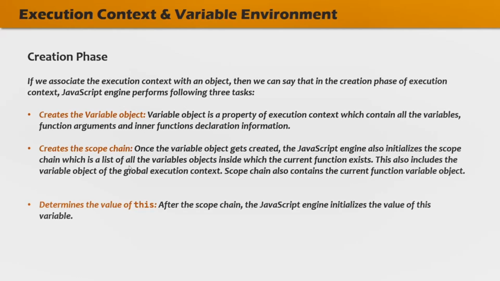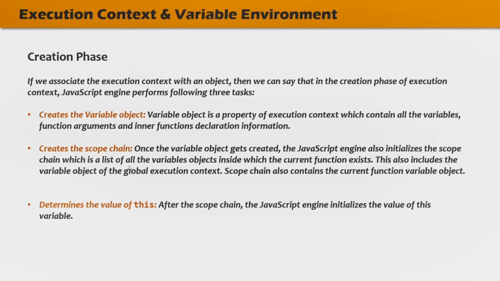Now remember that here we are associating the execution context with an object. In reality, there is no object which gets created for the execution context. But to make things simple to understand, we are associating the execution context with an object, and there we are saying that for that execution context object, we have a property for the variable object, we have a property for the scope chain, and we have a property for the this keyword.